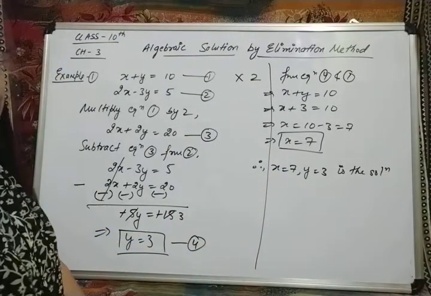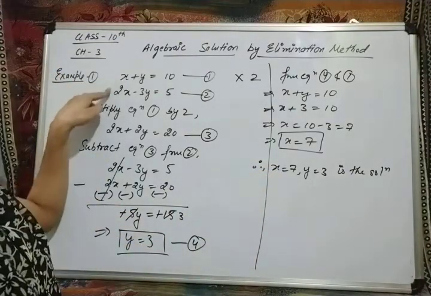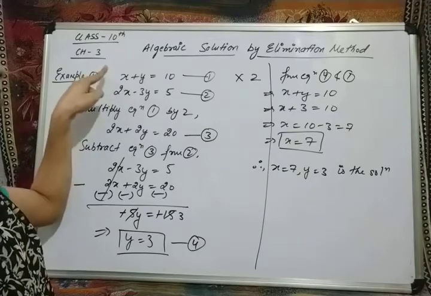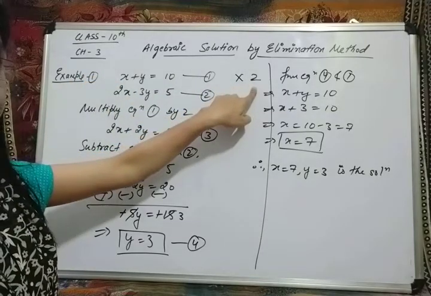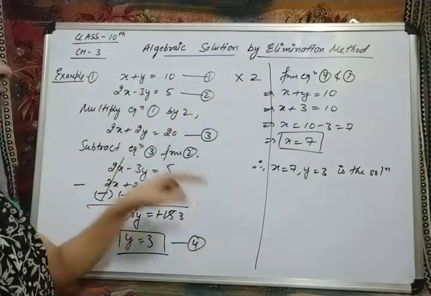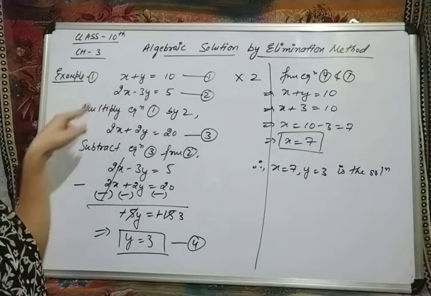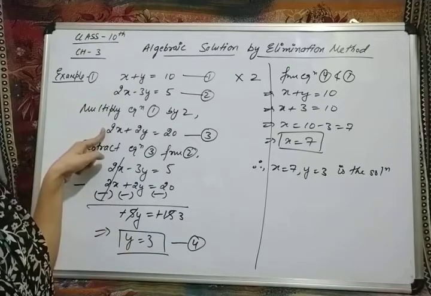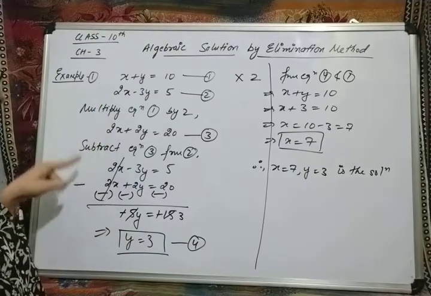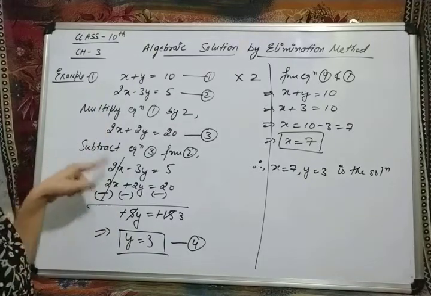Okay. So in this, what we have done? We have first made the coefficient of variable x the same, so I have multiplied this by 2. After that, what we have done? Now the signs will be the same, plus and plus. So whenever the signs are the same, we'll subtract the equations to eliminate this. So we have subtracted and eliminated the x variable term.